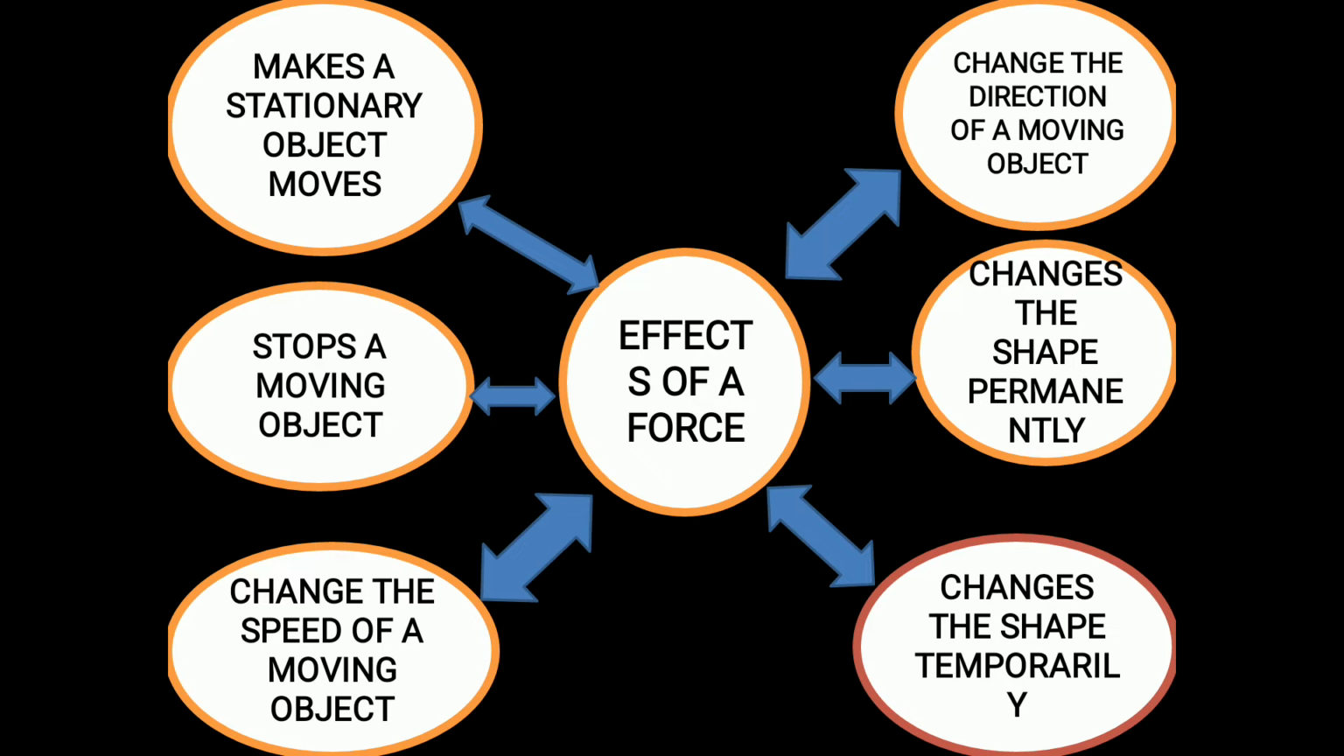Let's summarize what are the effects of a force. A force makes a stationary object move. It stops a moving object. It changes the speed of a moving object. It changes the direction of a moving object. It changes the shape of an object permanently. It also changes the shape temporarily. So these are the effects of a force.